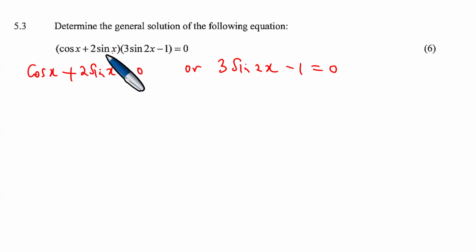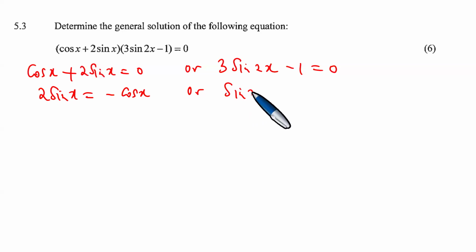If the product of two expressions equals 0, in particular a product of two binomials, each with two terms, it means that each of these is 0 or they are both 0. Now we can transpose the terms. So you can write 2 sine x equals minus cosine x, or we can write sine of 2x equals 1/3.